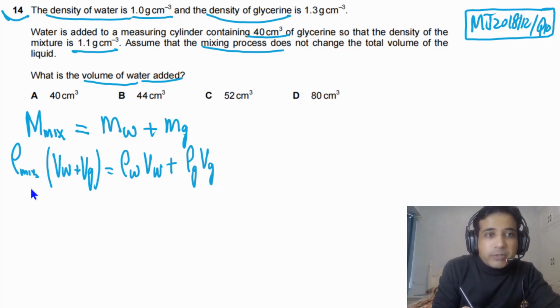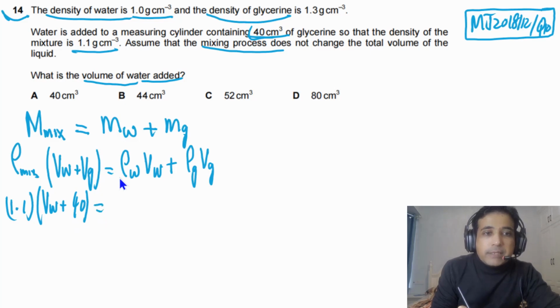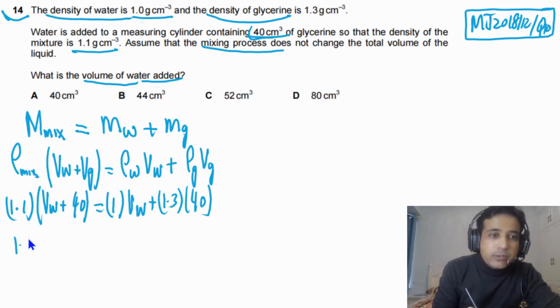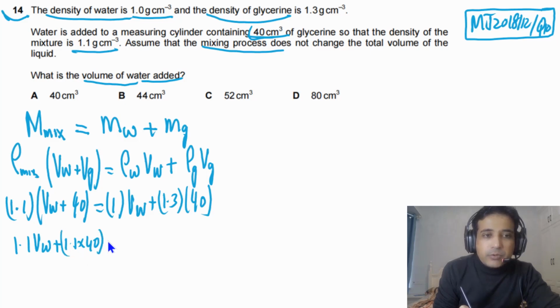Now in this case, the density of the mixture is given. We can write this as 1.1, and we have the volume of water, which is what we need to find out. But the volume of glycerine is given, that is 40. So you can write this is 1.1 times (VW plus 40), plus the density of water is given, that is 1, times the volume of water VW, which we need to find out. The density of glycerine is given, that is 1.3, and the volume of glycerine is given, that is 40. Now we can simplify. So here you will get 1.1 times the volume of water plus 1.1 times 40. We can draw these brackets, and here we have the volume of water, and here you have 1.3 times 40.